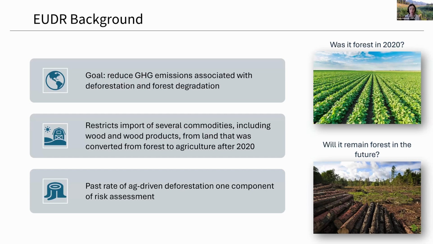And part of the compliance mechanism involves a risk assessment that's based in part on the historic rate of deforestation, both at the country scale, which determines the level of documentation that producers must provide, and then potentially at finer spatial scales, like the area from which a mill is sourcing wood.